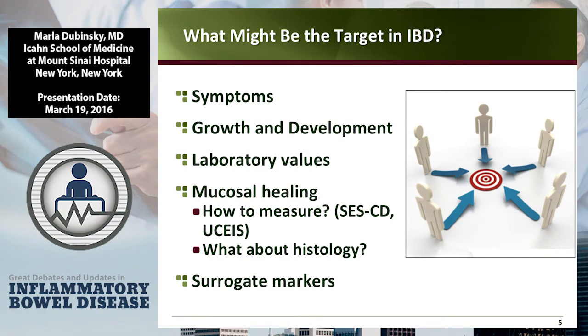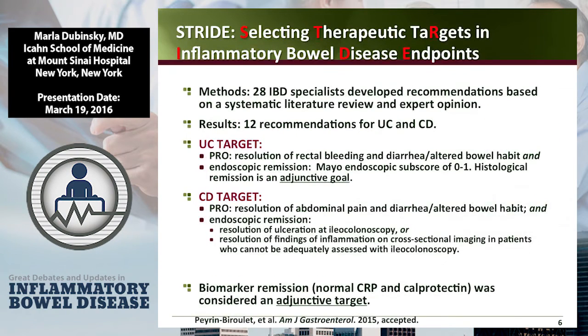So what might the target be? Symptoms, growth and development, laboratory values, mucosal healing, as I mentioned, histologic. There's now some increasing evidence, especially from the ustekinumab trial, which will be very interesting because they're the only ones who really have histology assessment, that patients who had worse histology scores did worse with the drug. So maybe there is something to be said about the assessment of histology, not just the macroscopic assessment, and of course surrogate markers.